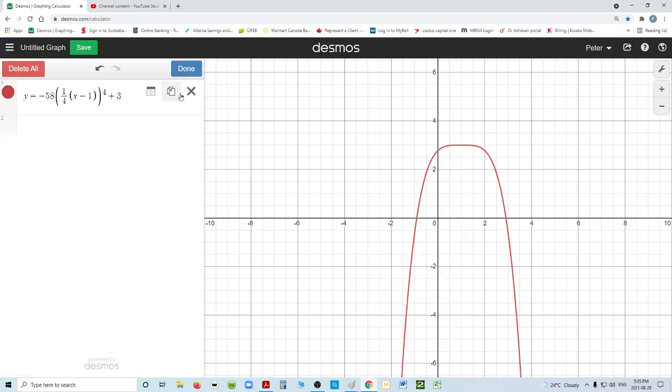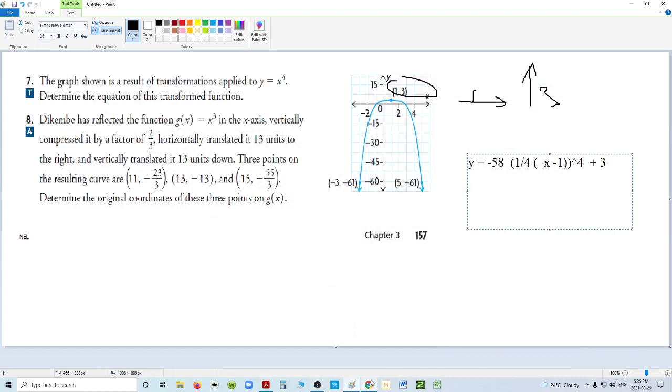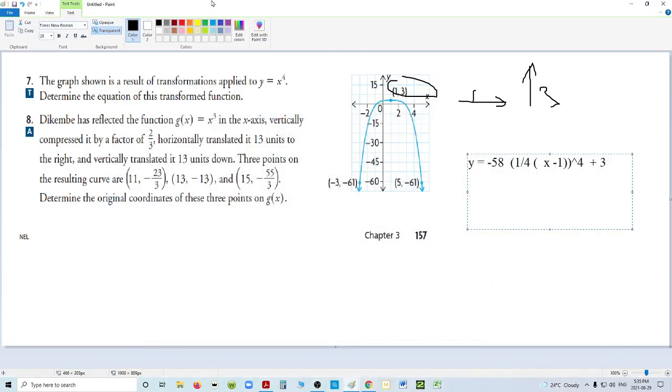Now I'm going to make a table, and I'm going to find when it is minus 1. When it is 1. So I can see that that's 3. Then I'm going to find, they told me minus 3, I should get minus 61. No, I don't. And 3, I should get 61. Is it 3? 5. I should get 61. And I don't. So I didn't quite do the multipliers right.